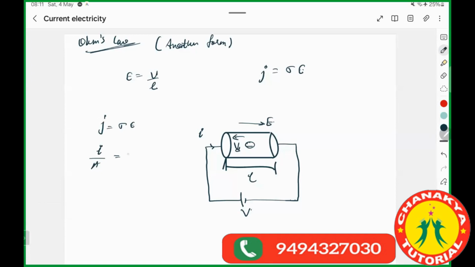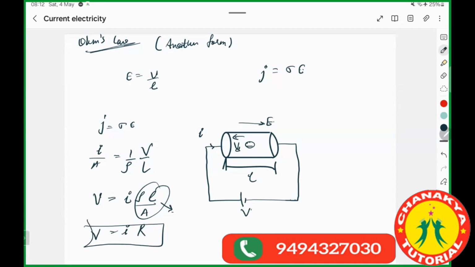Now sigma I can write as 1 by rho, and E I can write as V by L. So let's combine everything. It's capital V. So V equals I into rho into L by A. And this one is resistance R. So this becomes V equals I R. This is the other way of writing Ohm's law.